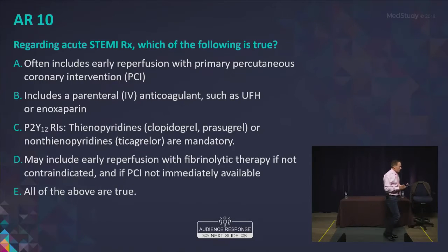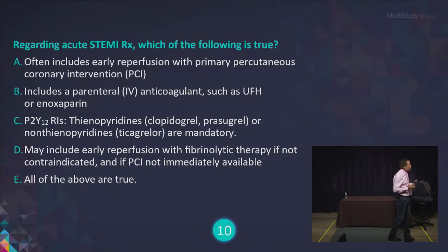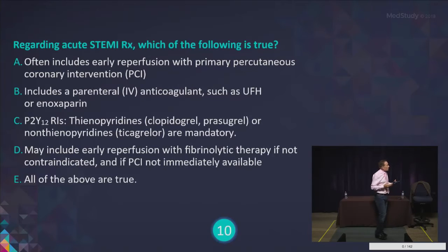Question 10. Regarding acute STEMI treatment, which of the following is true? Often includes early reperfusion with primary percutaneous coronary intervention; includes a parenteral IV anticoagulant, such as unfractionated heparin or enoxaparin; P2Y12 receptor inhibitors, including the thienopyridines like clopidogrel, prasugrel, or the non-thienopyridine ticagrelor, are mandatory; may include early reperfusion with fibrinolytic therapy, if not contraindicated and if PCI is not immediately available; or all of the above are true.